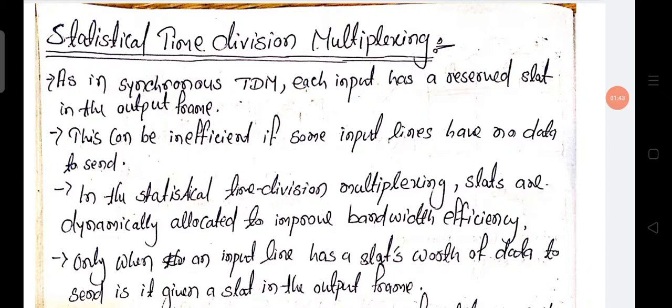Because if there are 4 inputs, but 3 inputs want to send data and the fourth input does not want to send data, let's say it is idle, then in the output side the time slot which is reserved for the fourth one is unnecessary. That is not efficient.